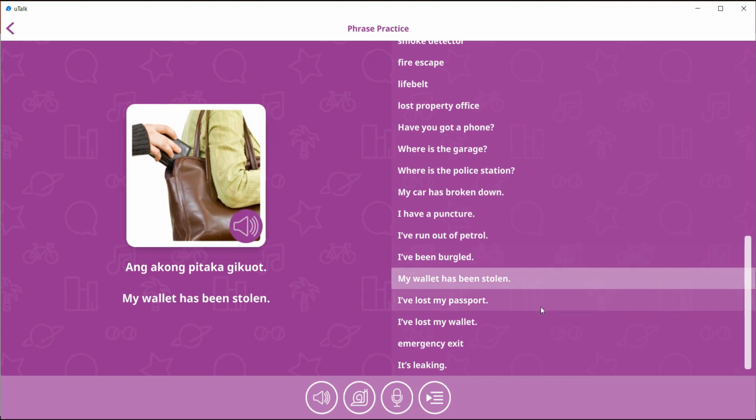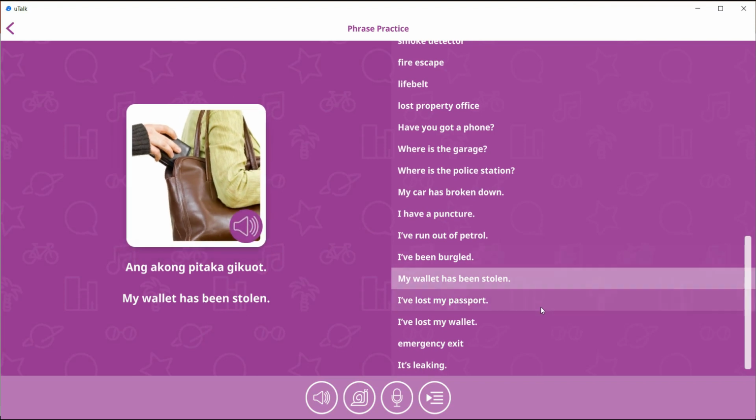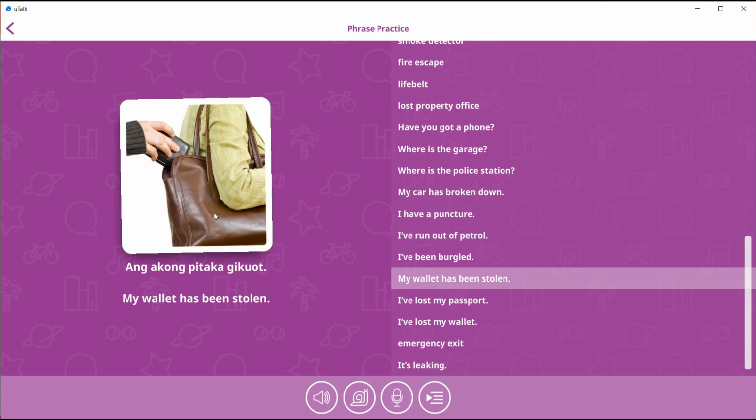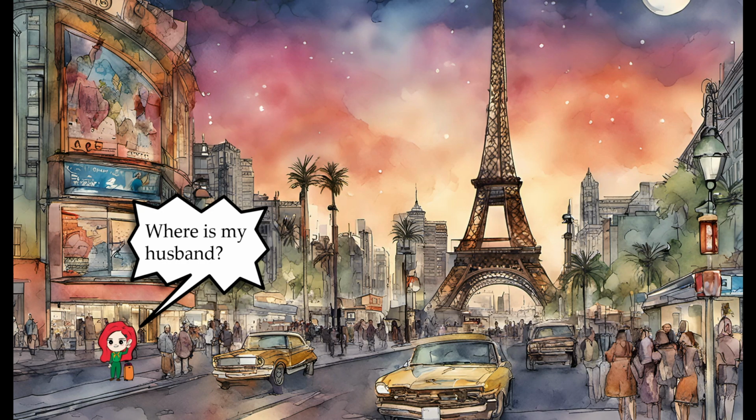Ang akong pitaka gikuot. Okay, so in this case, the sentence is ang akong pitaka gikuot. And the reason is because akong pitaka means my wallet. So ang akong pitaka, the subject of the sentence, the topic is my wallet. So it's my wallet that has been stolen. That's it.